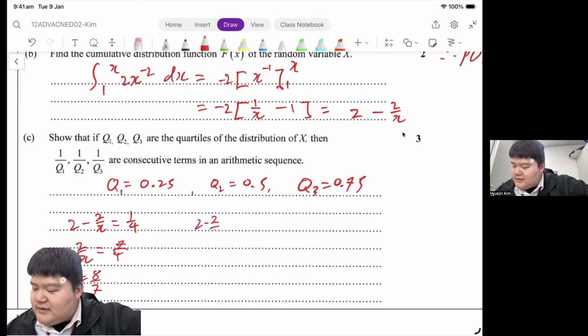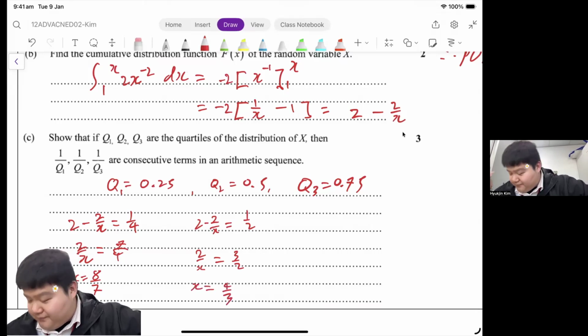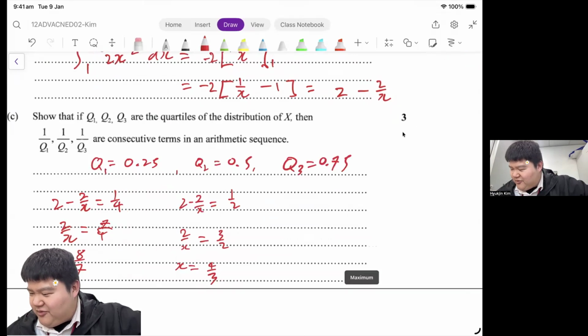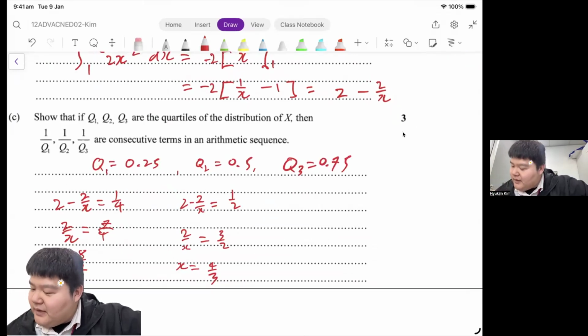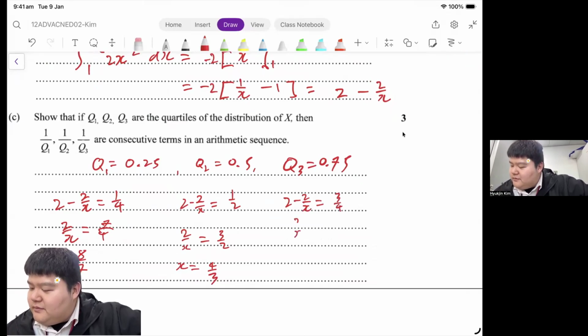2 minus 2 over x equals 1 and 2. That means x equals, oh, geez. 2 on x equals 3 on 2. Now that means x equals 4 on 3. This is arithmetic. 2 minus 2 on x equals 3 on 4. That means 2 on x equals 5 on 4. That means x equals 8 on 5.